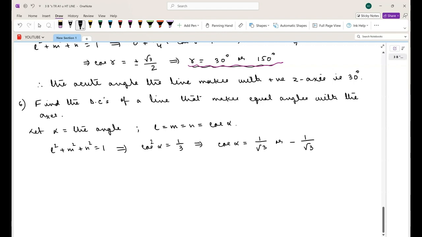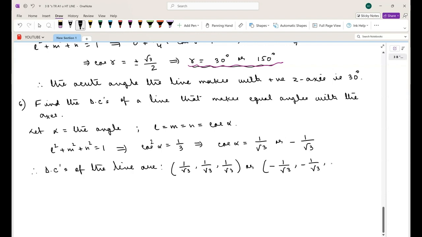Therefore, the DCs of the line are either 1 by root 3, 1 by root 3, 1 by root 3, or the second set will be minus 1 by root 3, minus 1 by root 3, minus 1 by root 3. That's it. So these are some very simple short questions on DRs and DCs. You get only short questions on this topic. Next, we'll pass on to the next topic.